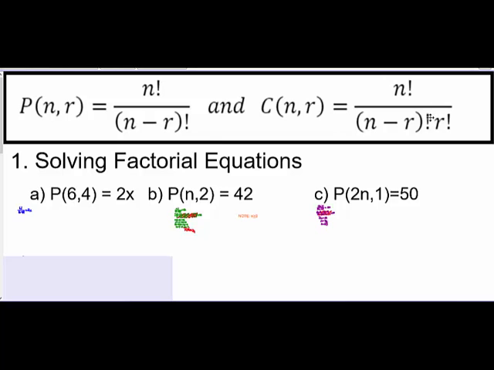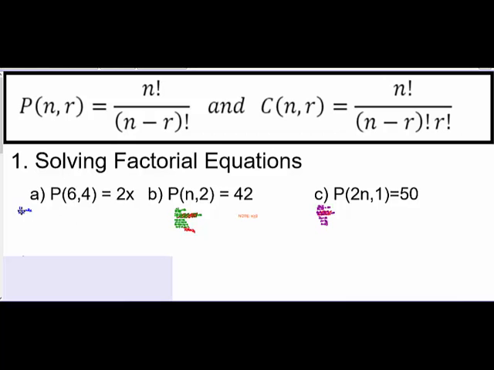Combinations are similar, except that we're doing the second division that eliminates all the duplication of organizing things. So in a permutation, of course, order matters. In a combination, the order doesn't. And so that second division, that r factorial there, is taking out all of the duplications.